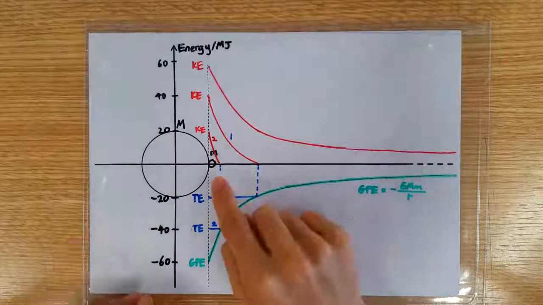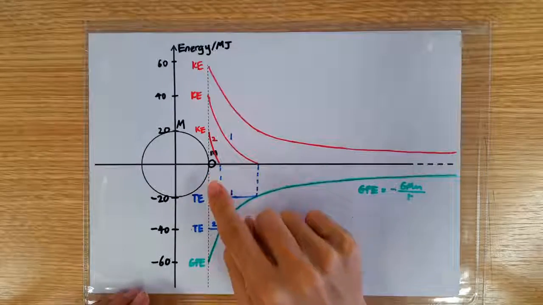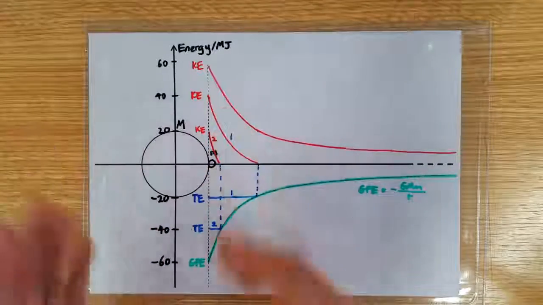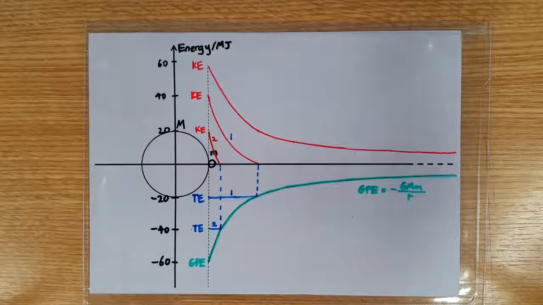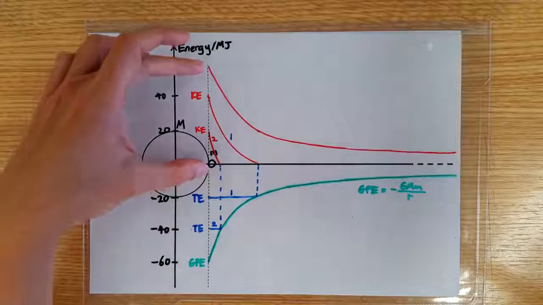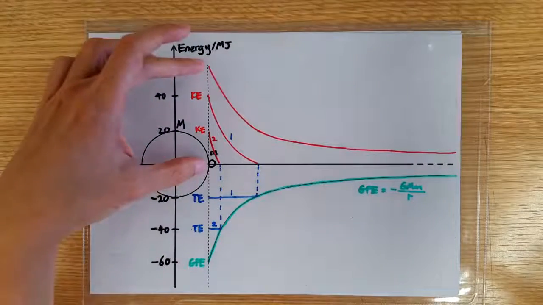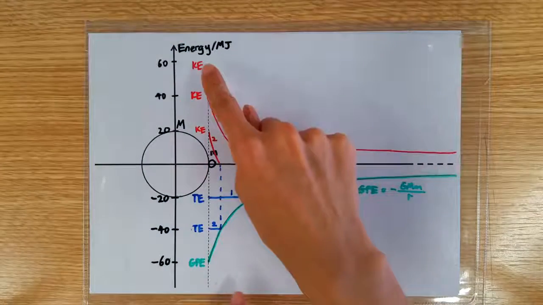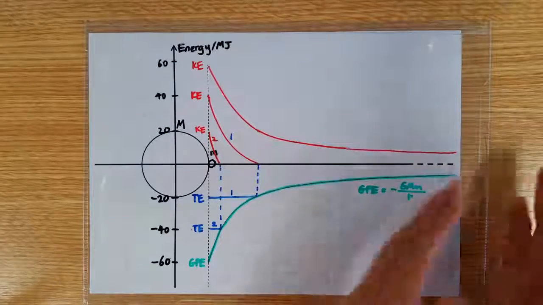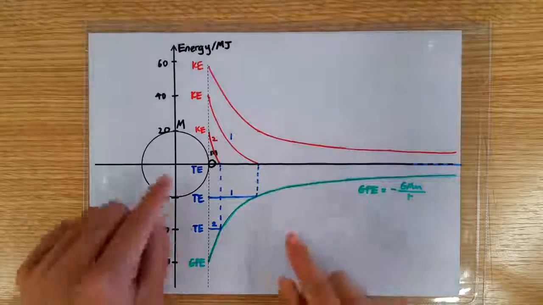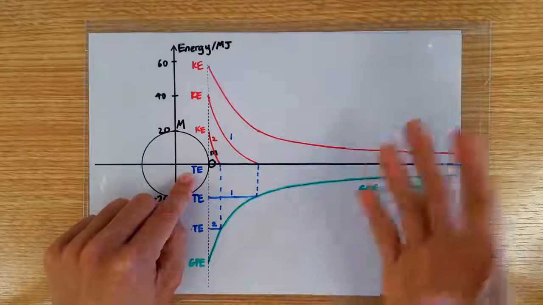So what must the initial KE of the mass be such that it can totally escape from the Earth forever and never come back? Surely it is 60 megajoules of KE, because if you start off with 60 megajoules of KE, your KE is going to drop to 0 only at the point at infinity. And that means you have to start with a total energy of 0.